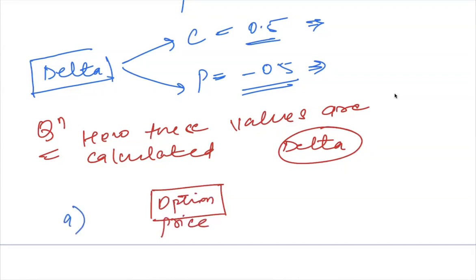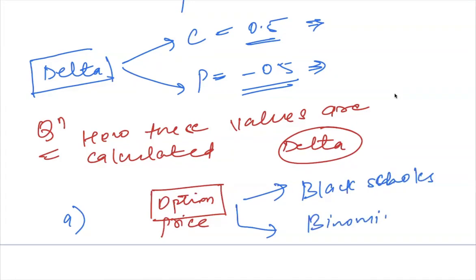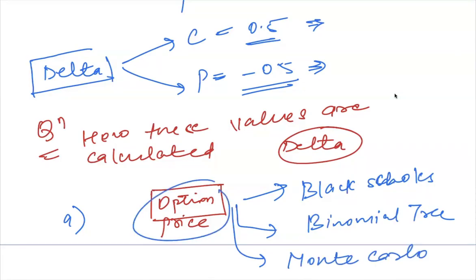For calculating the option price, we have different mathematical models like Black-Scholes, the binomial tree, and then Monte Carlo methods. These are the different methods which we use to first calculate the option price. Then once we calculate the option price, we calculate delta.